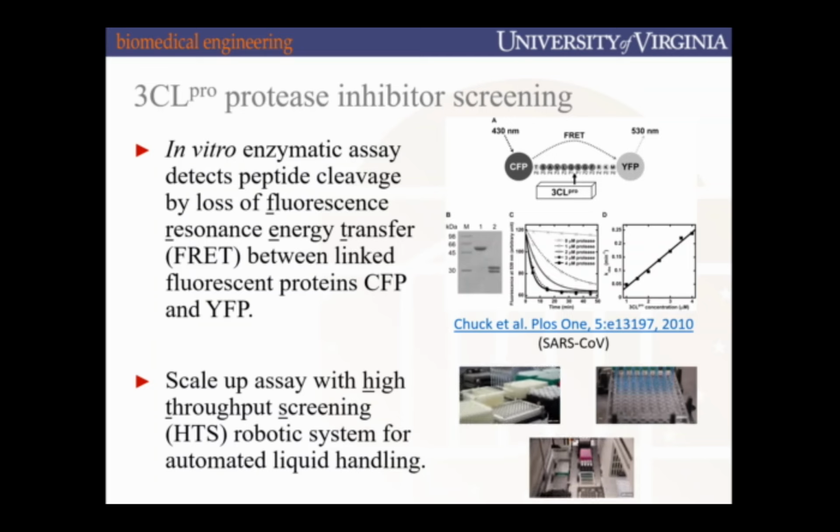Once we have an assay like this that can be performed in a test tube, it's relatively straightforward to adapt the assay to high throughput format with liquid handling robots. This lets us rapidly screen large drug libraries and then follow up on the hits in more detail.